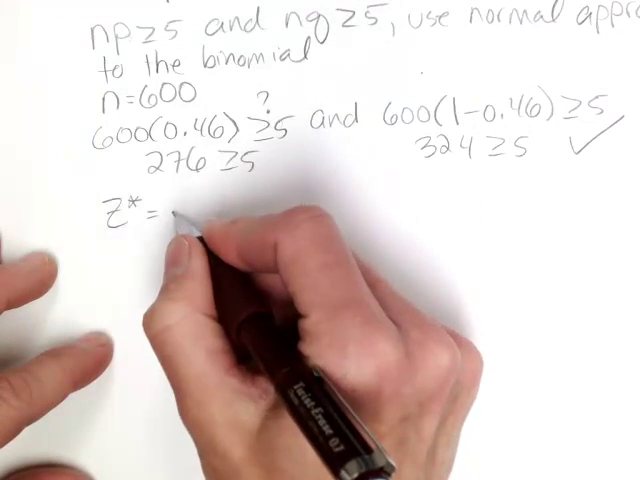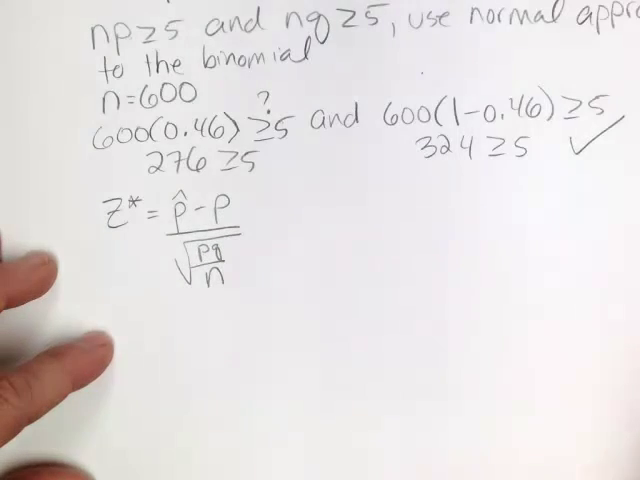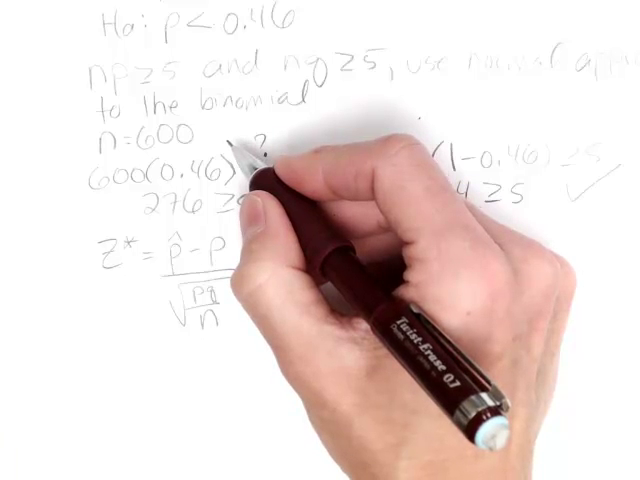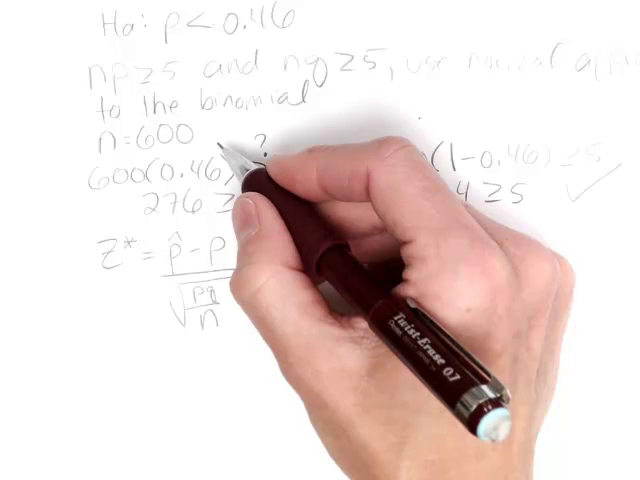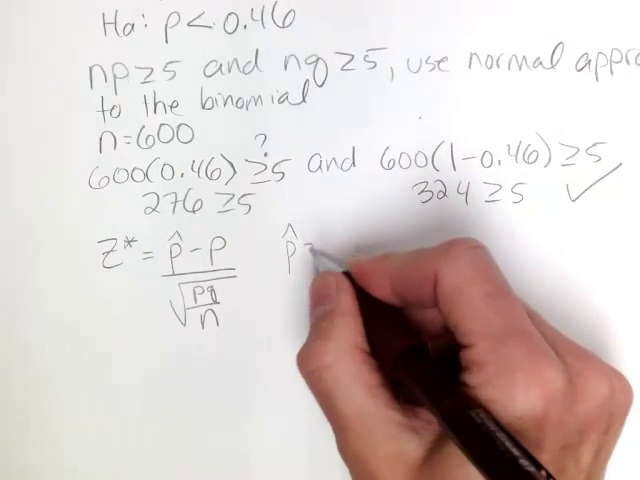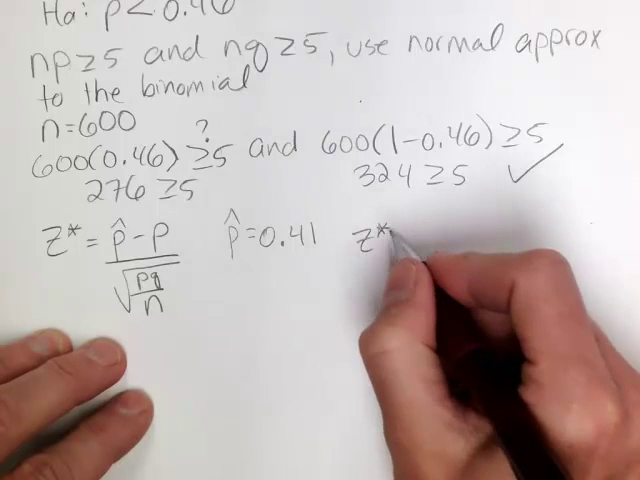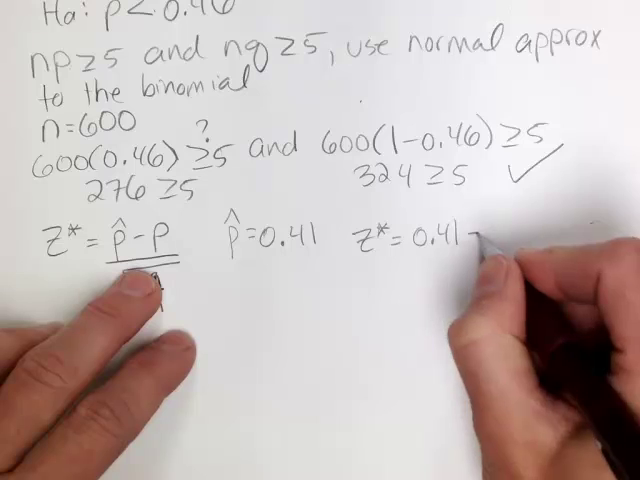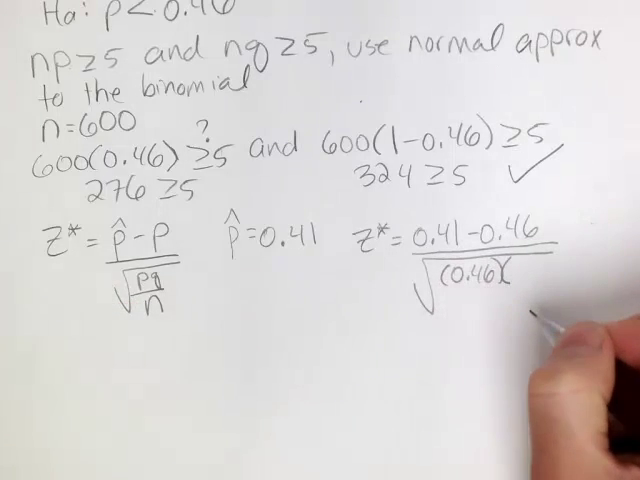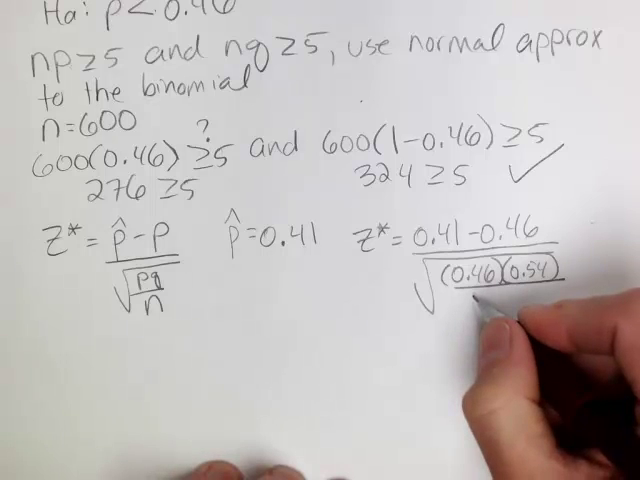That's going to be p hat minus p over the square root of p times q over n. In this problem we know that n is equal to 600. It says in the problem that in the random sample of 600 adults, 41% say that the IRS is not aggressive enough. So p hat in this problem is equal to 0.41. Plugging into the formula, our test statistic will be 0.41 minus 0.46 over the square root of 0.46 times 0.54 over 600.